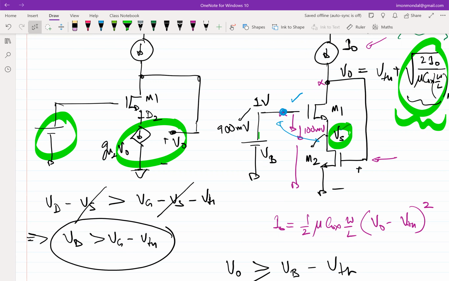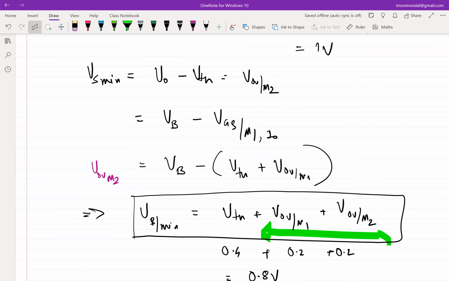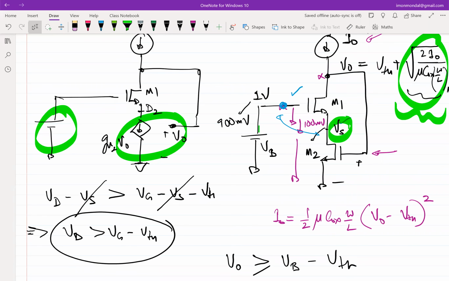So if you have to simply decrease your VB min by another 100 millivolt, I can say, okay, maybe I'll just decrease the VB min of M2, or I can decrease the VB min of M1. So you have 2 handles. And as I said initially, there might not be one single solution to whatever you want to achieve. It looks like here I can do either, or I can do a bit of both, 50 millivolt here and 50 millivolt there.